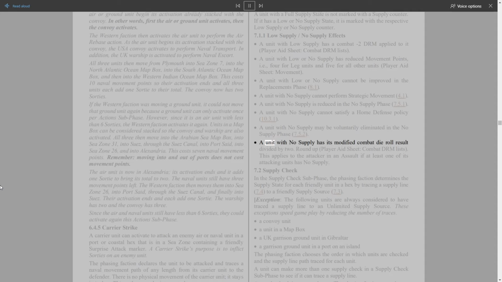7.5.2. A unit with no supply has its modified combat die roll result divided by 2, rounded up. See the player aid sheet, combat DMs list. This applies to the attacker in an assault if at least one of its attacking units has no supply.